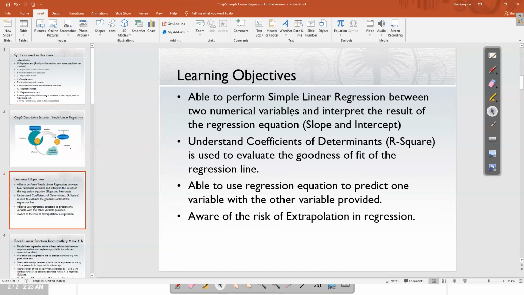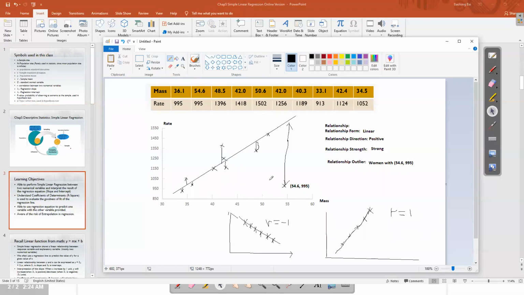So what's regression? And what's the learning objective? The learning objective is, first we need to understand what a regression is. So let's talk about regression real quick. We learned scatterplot and correlation last class, and we figured out there is a linear relationship in the data, right? Then if we want to study further, what will be the next question? The next question will be, if there is a linear relationship, can we quantify that linear relationship?